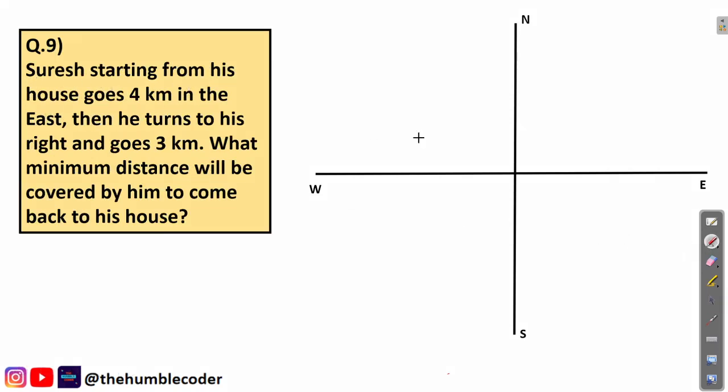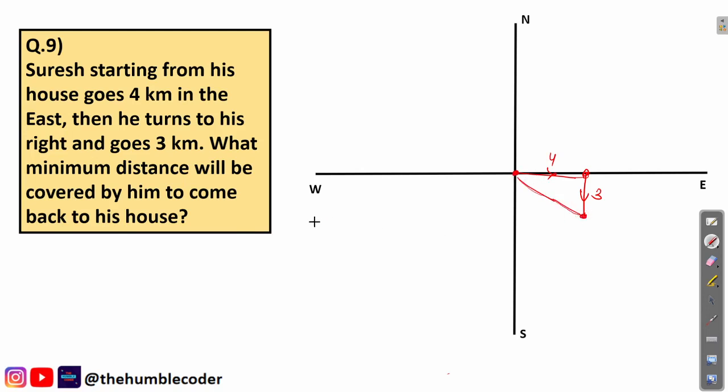Suresh, starting from his house, goes 4 kilometers in the east. So this is the starting point for Suresh, and 4 kilometers in the east is going to be this direction. Then he turns to his right and goes 3 kilometers. So right for this will be this direction, and 3 kilometers in this direction. What is the minimum distance that will be covered by him to be back to his house? Basically they are asking the same thing. What is this distance? That is the minimum distance.